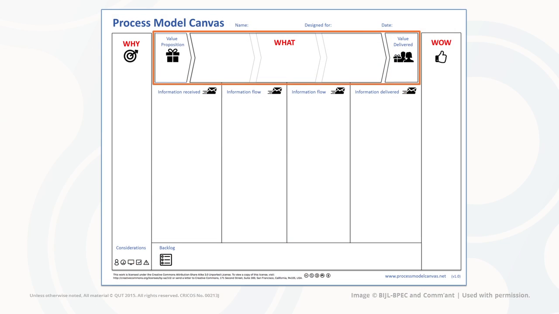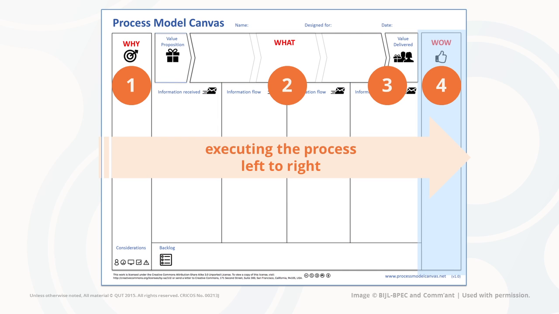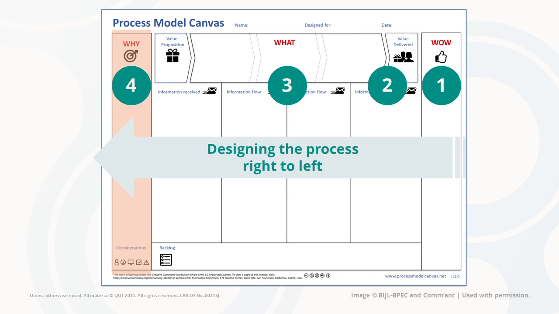If you take again a look at the process model canvas, at the top you see the what, and if you carry out the process, this is of course being carried out in a particular order. You execute the process from left to right. But to really apply the process redesign approach, you take the different order. You start reasoning about what it is that the customer wants to see coming out from the process, and then try to identify the different steps and information exchanges.